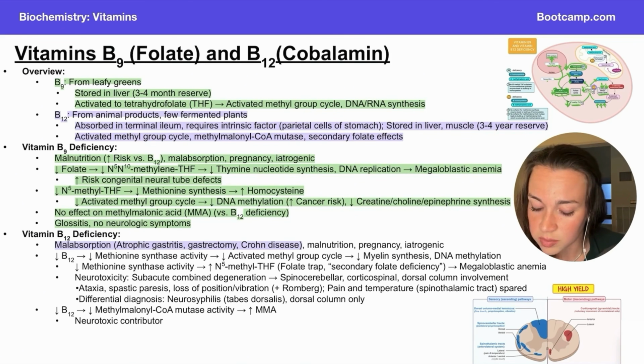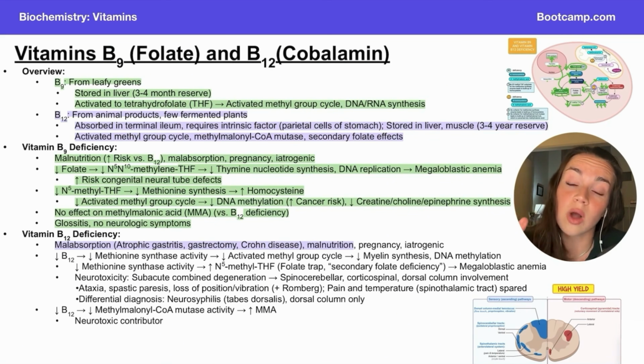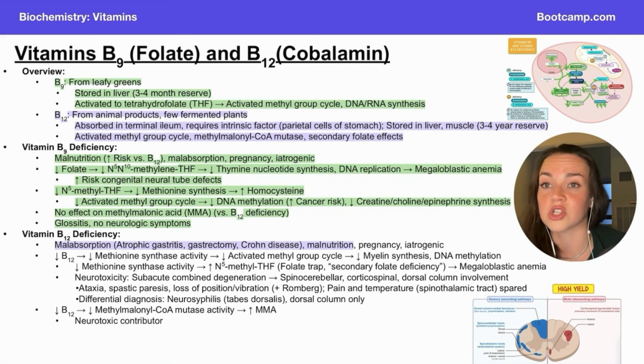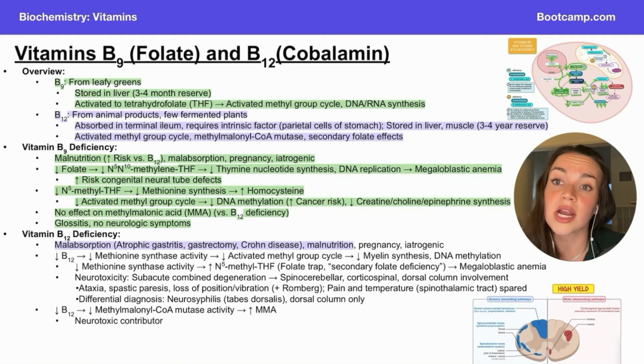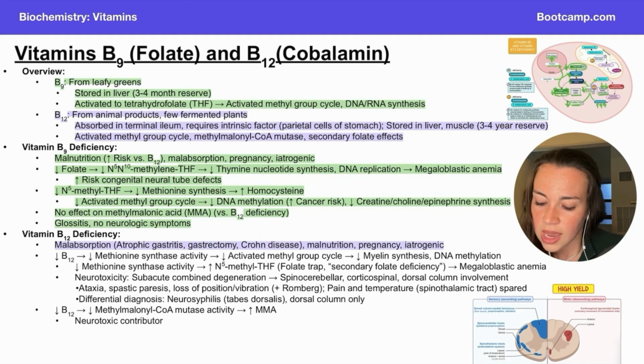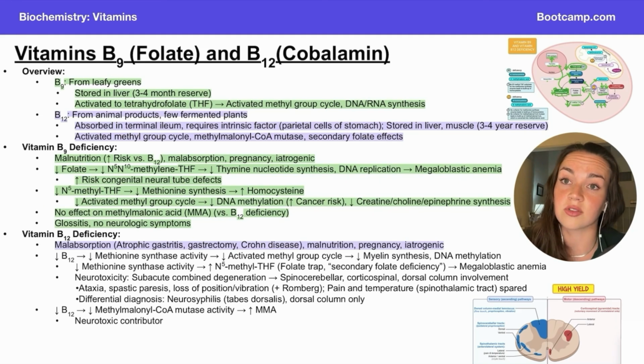Malnutrition can also cause a B12 deficiency, although like we said, it's less common to see a B12 deficiency versus a B9 deficiency in cases of malnutrition because you do have several years' worth of storage. It would have to be a chronic problem. Additionally, pregnancy can cause a B12 deficiency, and there are also iatrogenic causes of a B12 deficiency. Not only drugs like metformin, proton pump inhibitors, or colchicine, but also procedures like a Roux-en-Y bypass, anything that's affecting those segments of the GI tract involved in absorption.